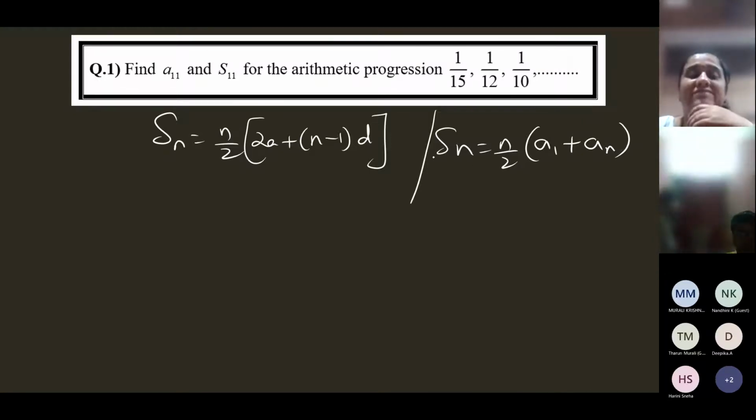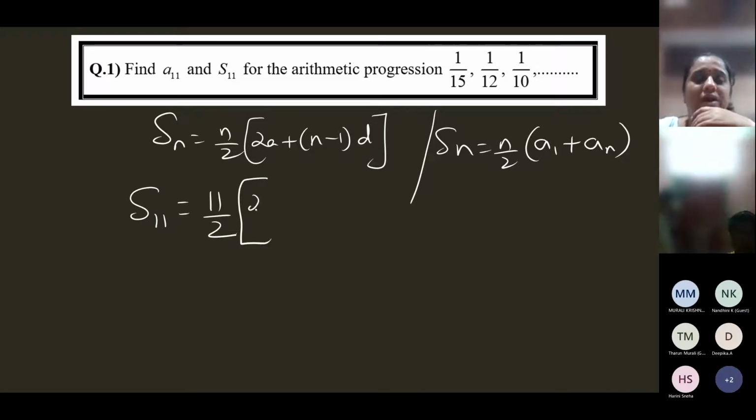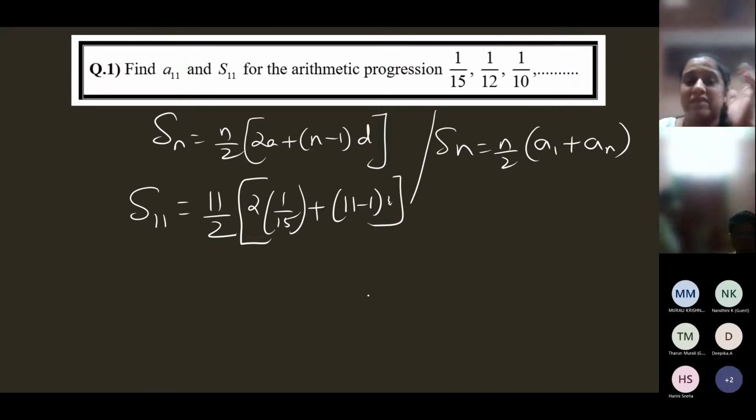Okay, so you can find S11 using both the formulae. So we'll do this one first. S11 is equal to 11 by 2 of 2a, 2 into 1 by 15, plus n minus 1, 11 minus 1, into d, whatever is 1 by 12 minus 1 by 15. You should work that and have that answer ready. Put that here and work this, you'll get S11.